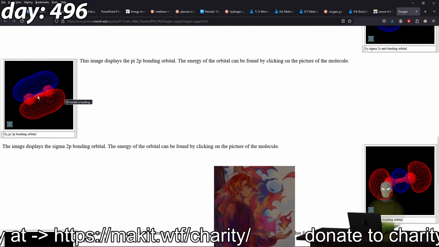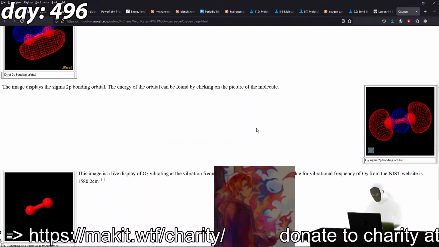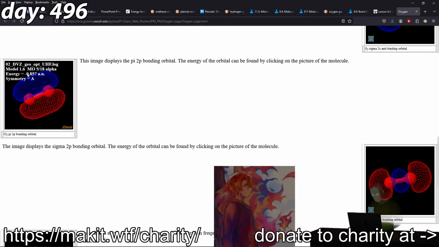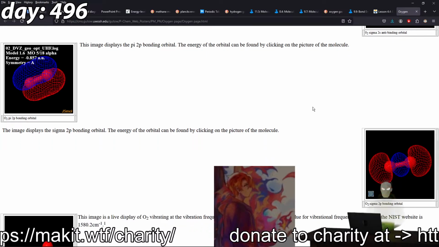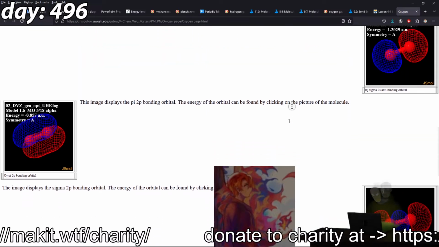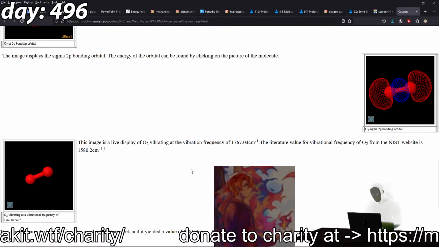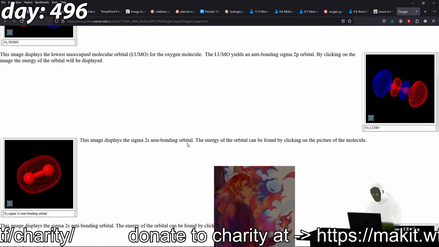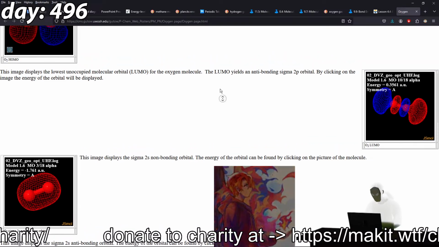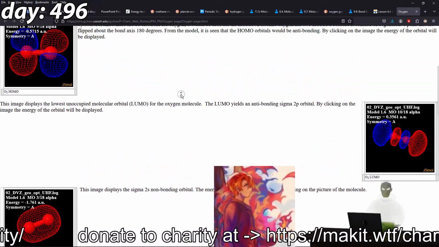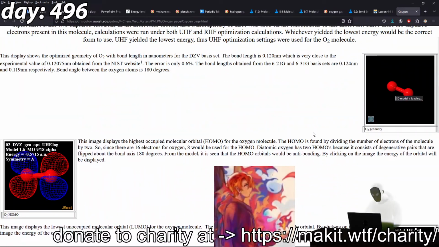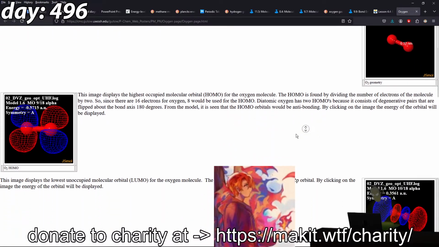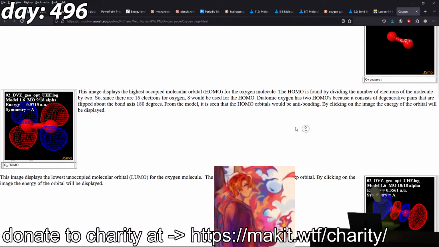Oh, there's a 3D model for all of them. And the energy. How festive. Can I load all? Oh, sick. Oh, it's showing the vibrations. Oh, I'm not on that level. Oh, vibrations are great. It's all IR spectroscopy.